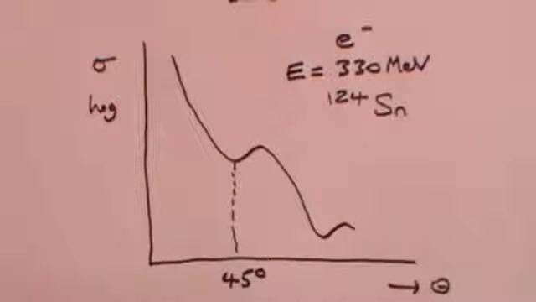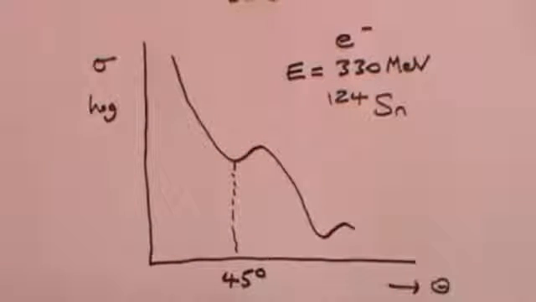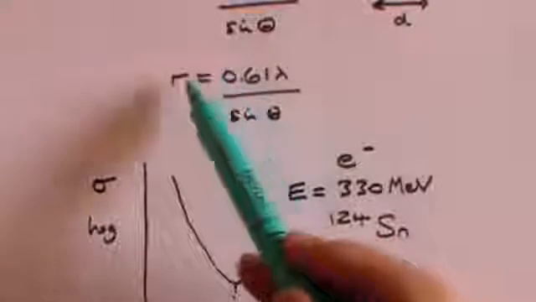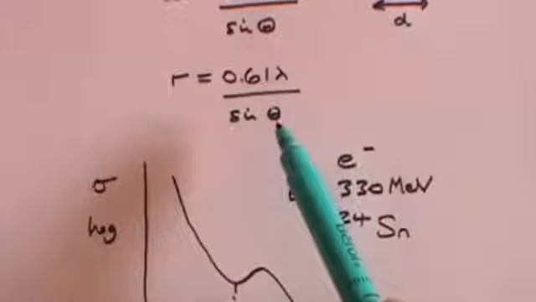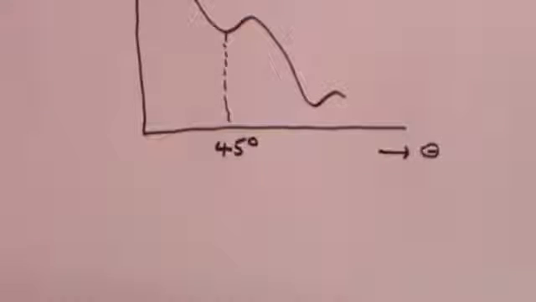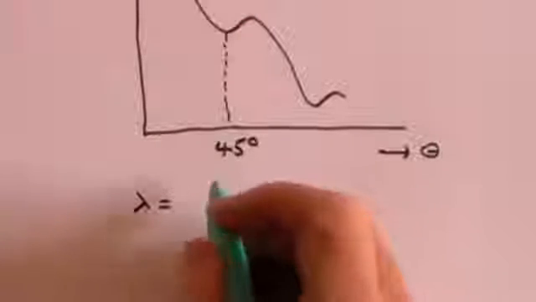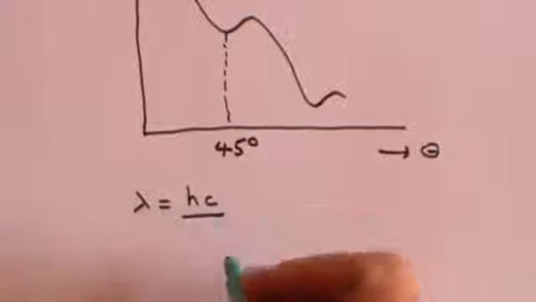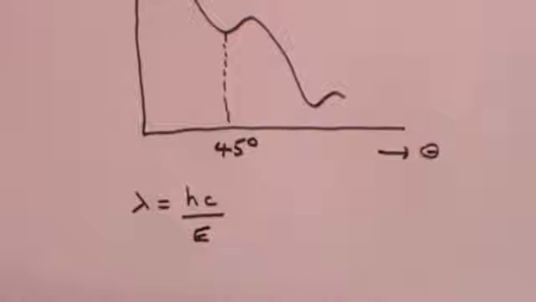So if we regard this electron scattering as effectively electron diffraction through the nucleus, regarding the nucleus as the circular aperture, then we've got a formula here which will enable us to calculate the radius, provided we know the wavelength, because we know the angle of the first minimum, it's 45 degrees. So we need, first of all, the wavelength of the electron beam. Well, we said that the wavelength, we calculated before, is Planck's constant times the speed of light divided by the energy of the electron beam.